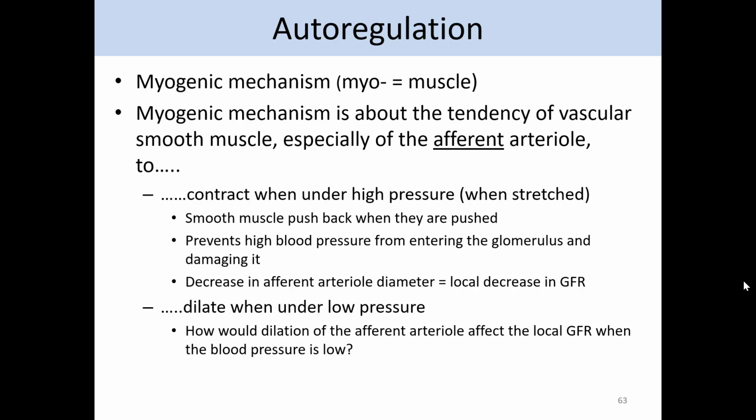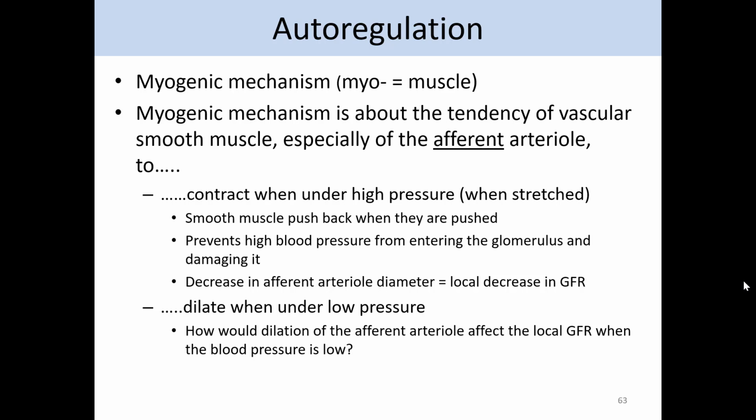If the afferent arteriole is under high pressure, if it's being stretched, then the smooth muscle in the wall of the afferent arteriole will push back, meaning we're going to get constriction of the afferent arteriole. This will prevent really high blood pressure from entering the glomerulus and possibly damaging it. And to be honest, with every beat of the heart, we experience a high pressure followed by a low pressure. And if that pressure is too high, it could damage the glomerulus.